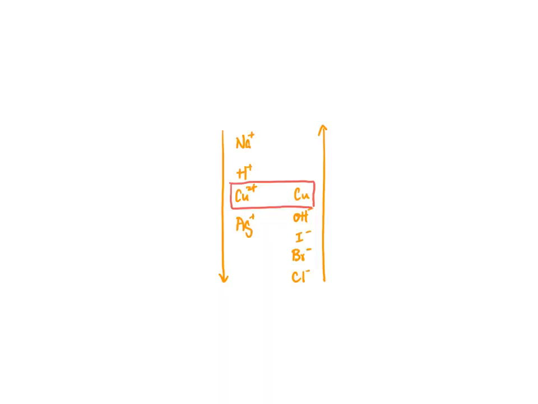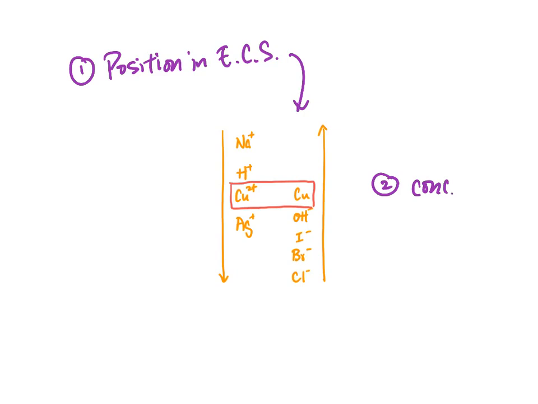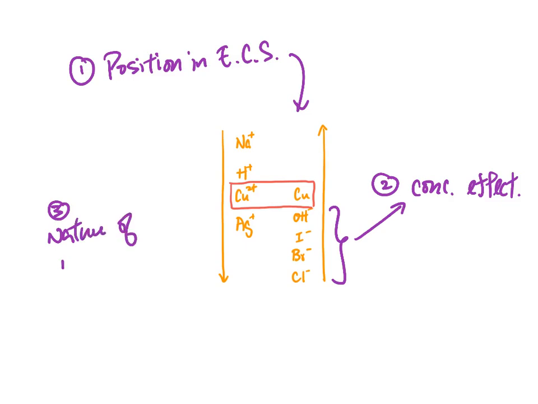So, quick revision. There are three factors affecting the preferential discharge. First is position in the ECS, so please spare like 2 minutes to memorize this table. Second one will be the concentration effect. Remember, concentration effect only affects these ions, this area. And the third one will be nature of electrode.